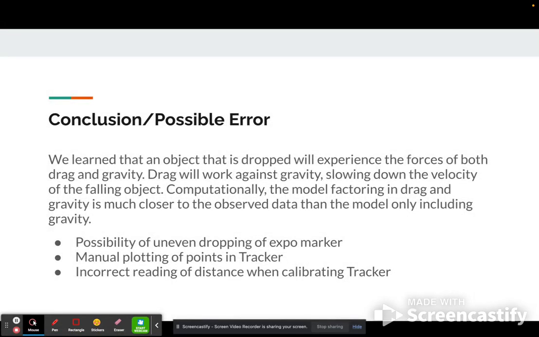In conclusion, we learned that an object that is dropped will experience the forces of both gravity and drag. The drag will work against gravity, slowing down the velocity of the object. Computationally, the model factoring in drag was much more accurate. Some errors that we possibly had were an uneven dropping of the expo marker. We also manually plotted points in tracker, which could have been human error, and we could have had an incorrect reading of distance when calibrating tracker.